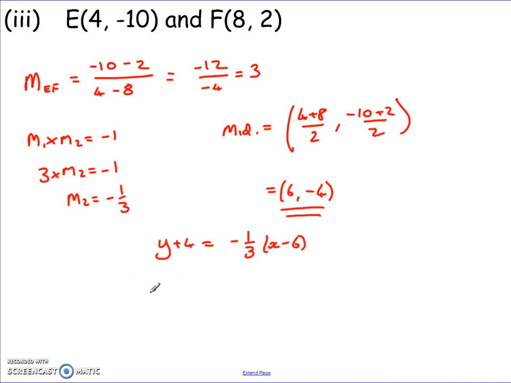Get it all to the same side again. We get 3y plus 12 equals negative x plus 6, and then shift this all over here. Doing that, I get 3y plus x, take away 6 from both sides, so I get plus 6 equals 0. There you go. Equation of that straight line there. So that's how we get the perpendicular bisector.